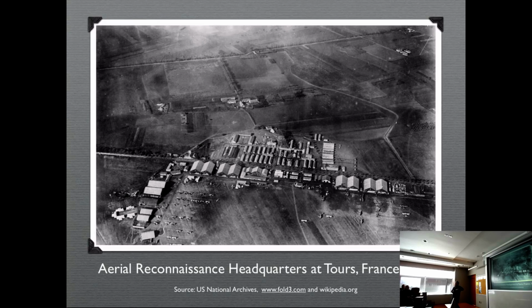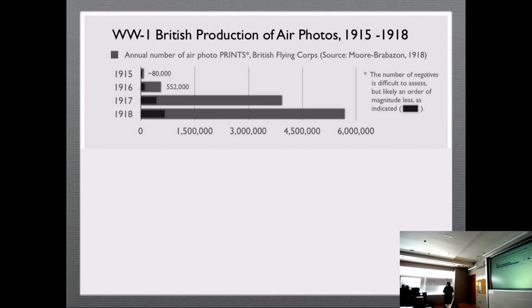And after the war, it dropped off. Have a look at the numbers. These are just the British numbers of air photo production between 1915 and 1918. It started out extremely modest. In 1915, there were a mere 80,000 air photos, and by the time the war was over in 1918, close to 6 million photos were produced. Those were prints that were made and then distributed to the fronts, to the artillery, to the intelligence, to the mappers, and so forth.